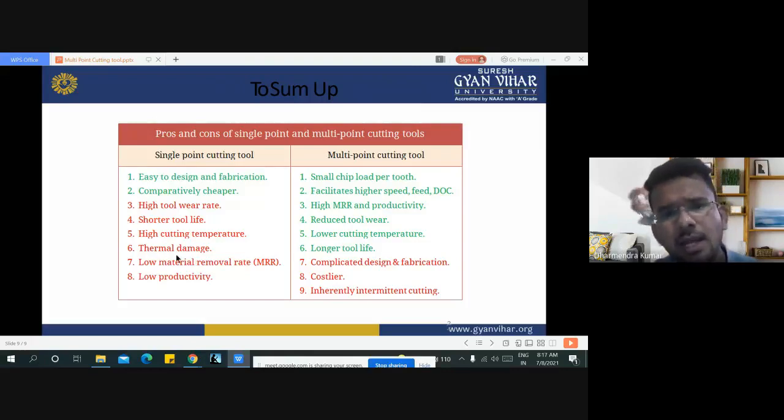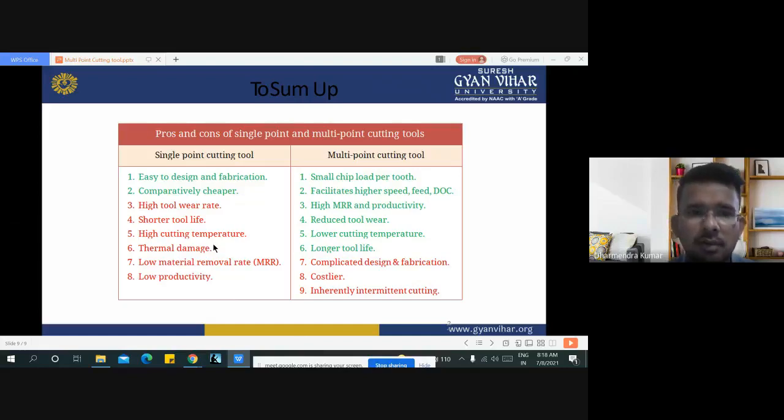Thermal damage occurs due to continuous physical contact between one cutting edge and the workpiece. Due to the continuous contact there is generation of heat, and due to the generation of heat there may be chances of thermal damage at the tip of the single point cutting tool or at its nose radius. Overall thermal damage decreases the life of the single point cutting tool.